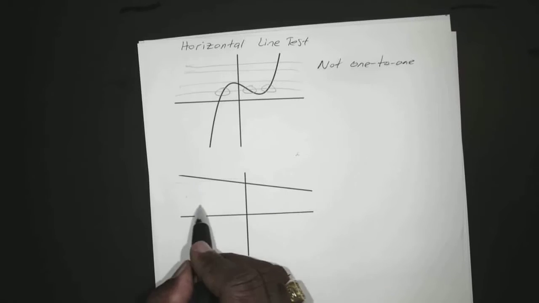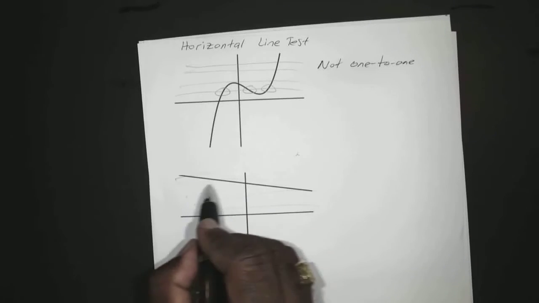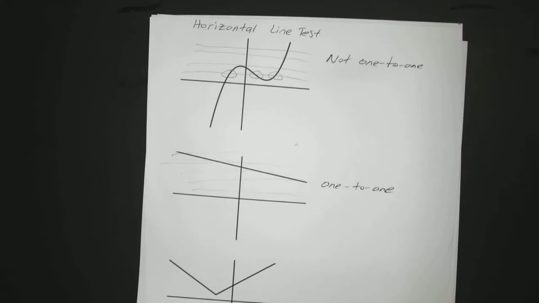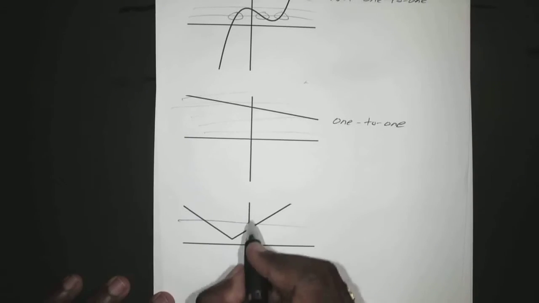Okay. So for this one, if you drew horizontal lines over and over and over, it only crosses at one spot for each horizontal line. So this one would be 1 to 1. Okay. Now for this one, you draw a horizontal line, crosses in more than one spot. So you know it's not 1 to 1.